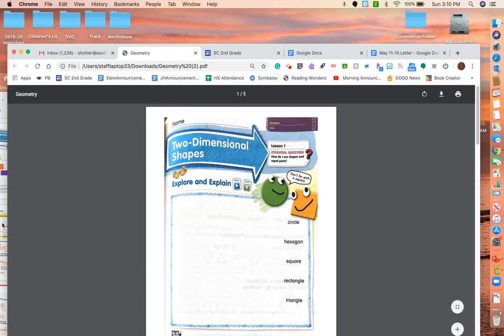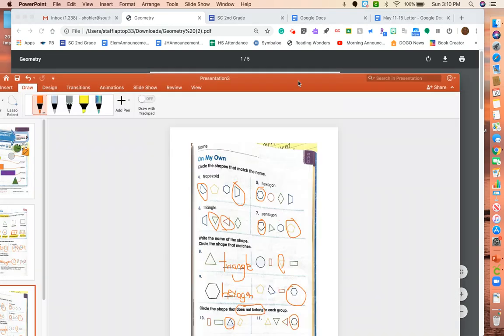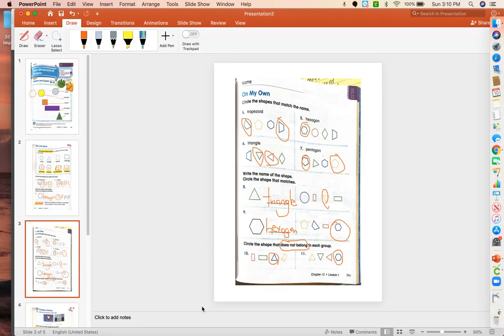Okay, boys and girls, I have the answers all done for this page. Oops, wrong one. Sorry. This page. So go ahead and pause me and check to make sure that your answers are the same as mine.